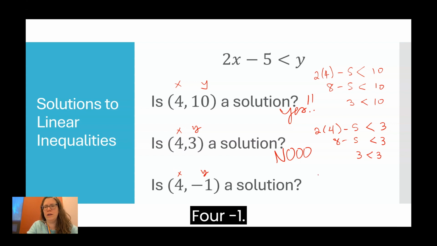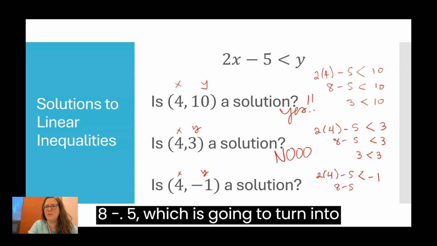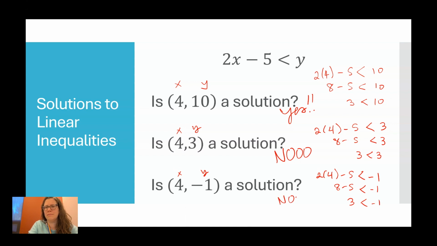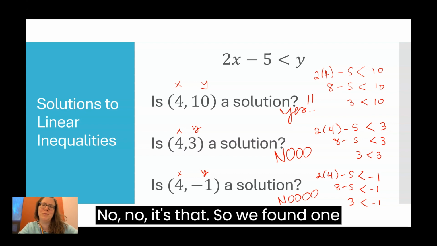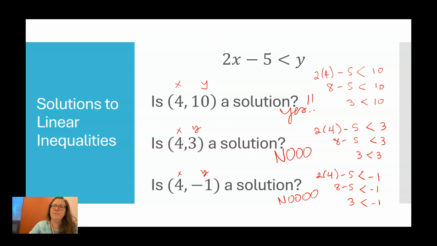All right, one last one to test. (4, -1). We already know this is going to turn into 8 minus 5, which is going to turn into 3. Is 3 smaller than -1? No, it's not. So we found one solution that worked here when we were checking them, and 2 that did not work.